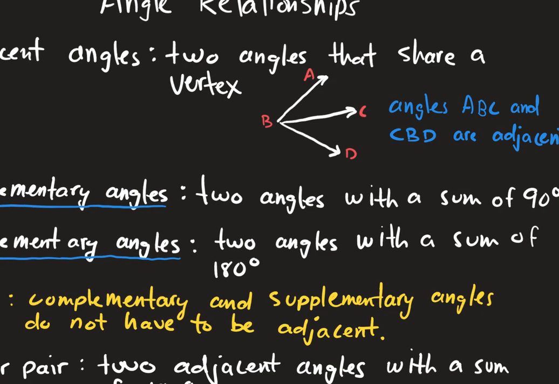So what I have here is this whole thing where I have A, B, C, and D. So we have one angle, and that first angle is ABC. That ABC is adjacent to CBD. And they're adjacent because both angles share the vertex of B.